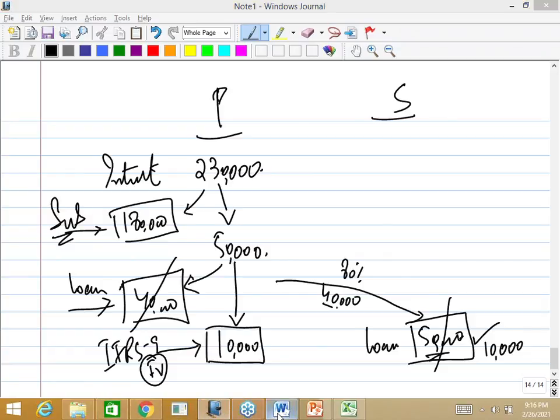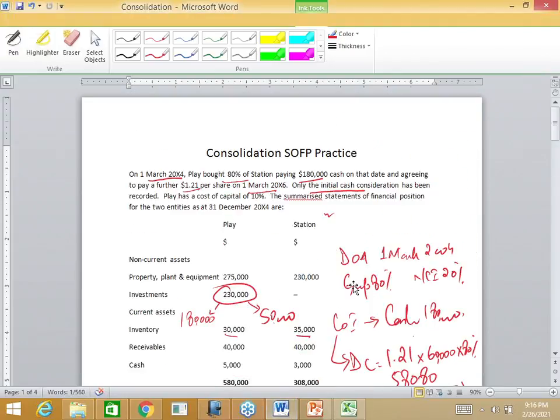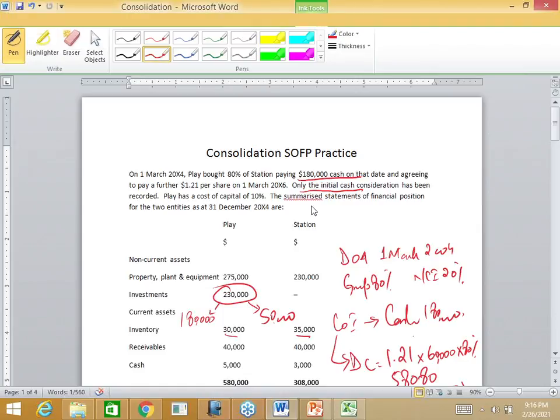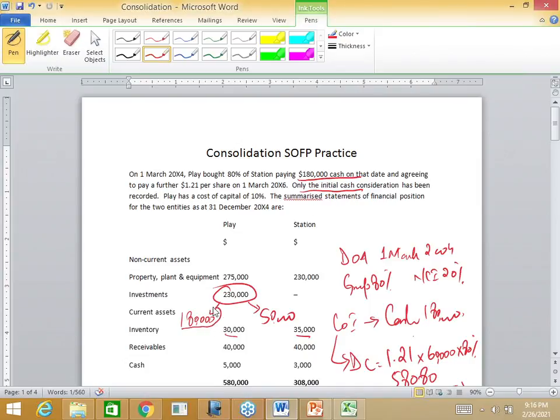So I'm guiding you how to attempt this part. Whenever you are attempting reading the question, always see from this paragraph which part of the investment is recorded and which part has not yet been recorded. So it clearly says that deferred consideration is not recorded, but the cash consideration is recorded by the company.